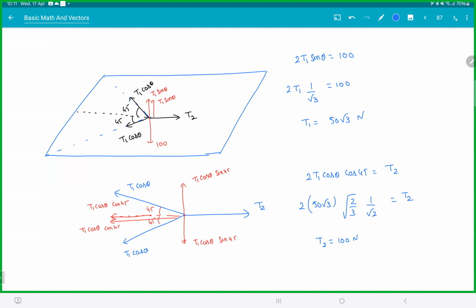Any doubts on this? Is the question clear? Again, try this on your own.